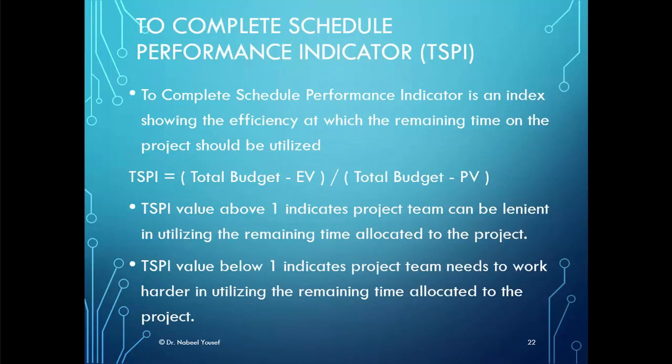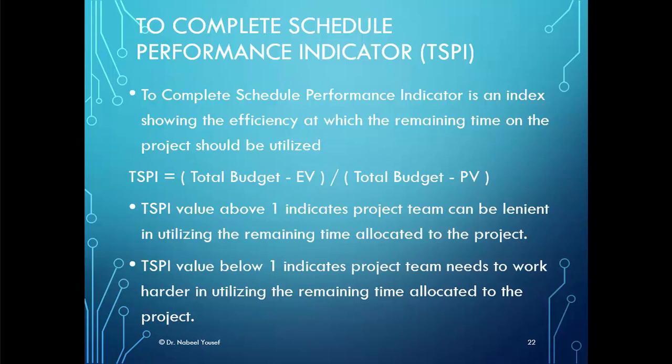To complete schedule performance indicator, or TSPI, is a measure or an index that shows the efficiency at which the remaining time on the project should be utilized. TSPI equals total budget minus earned value, divided by total budget minus planned value.